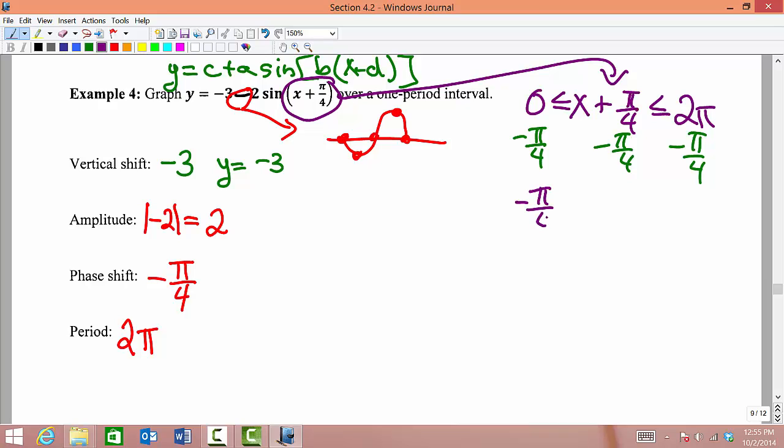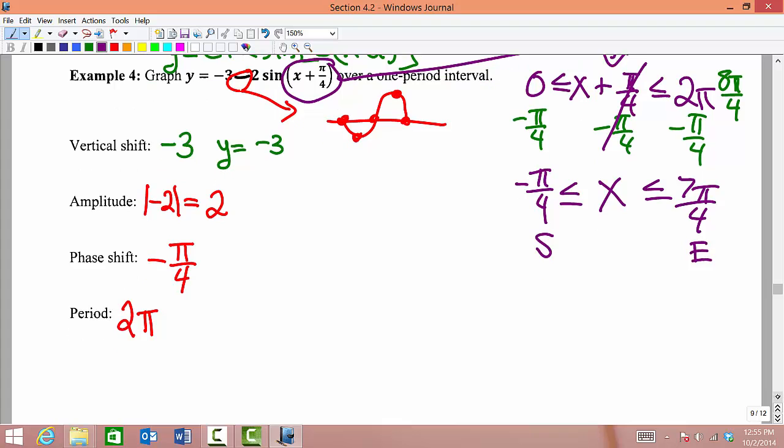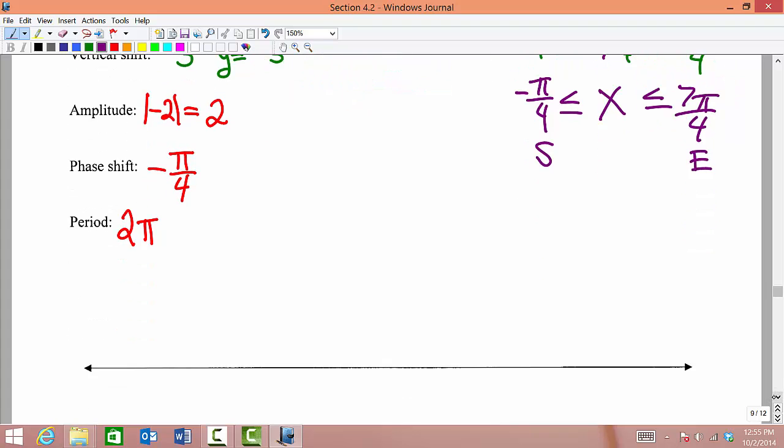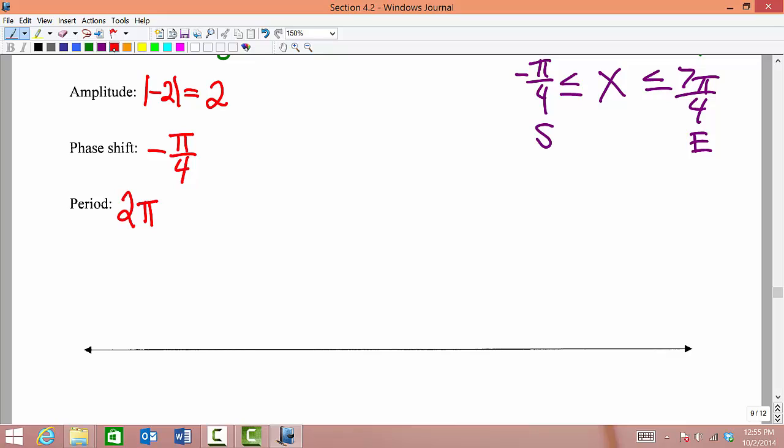0 minus pi over 4 is negative pi over 4, less than or equal to x. Those cancel. And then we need to subtract from 2 pi, which means we need to give it a common denominator of 4 before we do that. And then once we have our common denominator of 4, 8 pi over 4 minus pi over 4 would be 7 pi over 4. So now we know where our graph will start and where the graph will end. Let's mark those off.